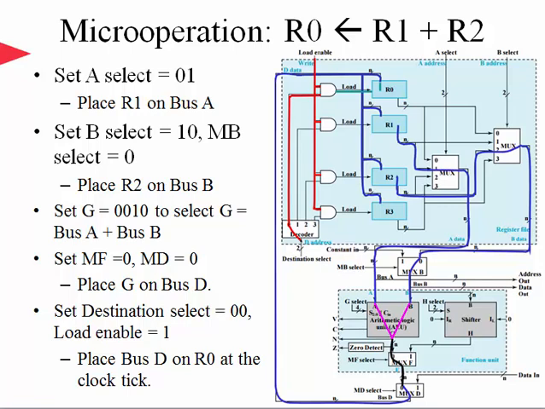Let us assume 0, 0, 1, 0 operation corresponds to binary addition in the ALU. Then we set G to be equal to 0, 0, 1, 0 to add the contents of bus A to bus B. To place the result on bus D, we set MF to 0 and MD to 0. Once we load enable and select the destination to be 0, 0, the contents of bus D will be stored in R0 at the next active clock edge.